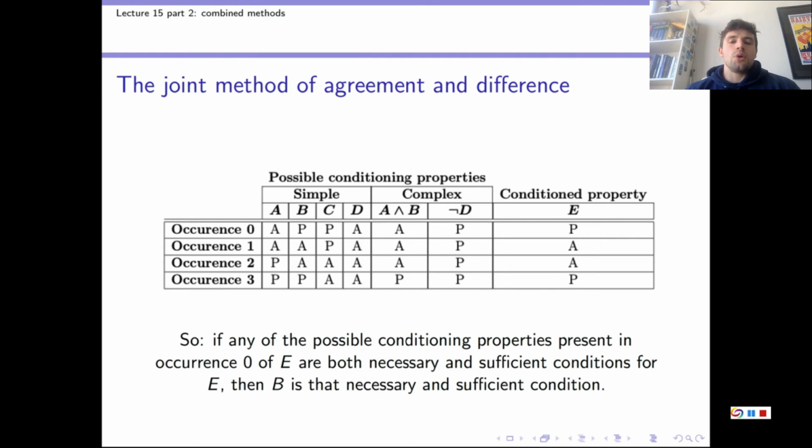So B is the only conditioning property that is present in occurrence 0, the occurrence of E we're interested in, is a possible necessary condition for E, and is a possible sufficient condition for E. So, if any of the possible conditioning properties present in occurrence 0 are both necessary and sufficient conditions for E, then B is that necessary and sufficient condition.